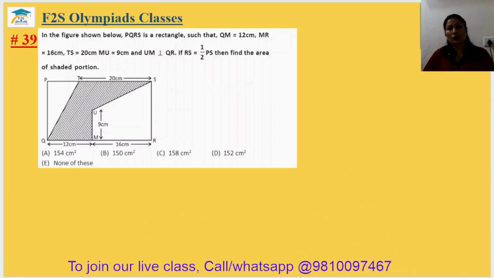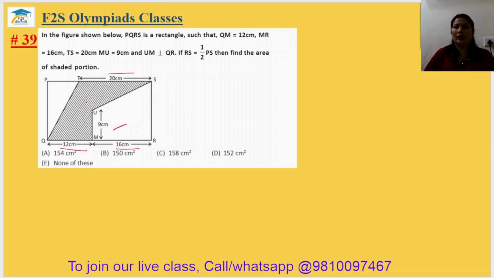In the figure shown below, PQRS is a rectangle such that QM is given as 12 meter, from here to here 12 meter is given, MR is 16 centimeter and TS is given as 20 centimeter, MU is 9 centimeter, UM is perpendicular to QR. Okay. And RS is equal to half PS. ठीक है. To find the area of the shaded portion.